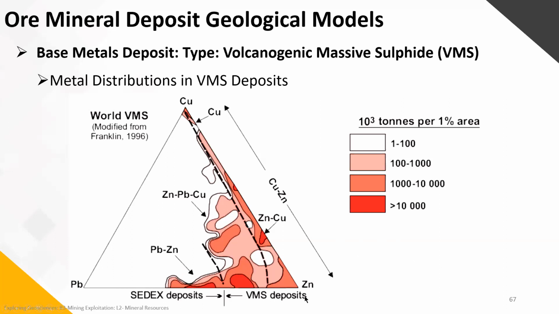sedimentary origin. If we are more within our zinc and zinc-copper, we are within our VMS deposits, which is a volcanic origin. We can have hybrids between zinc and copper along this line, and we can also have hybrids from zinc, lead, and copper mineral deposits.